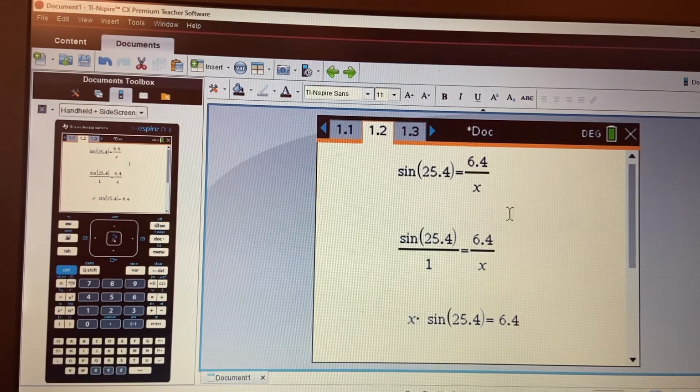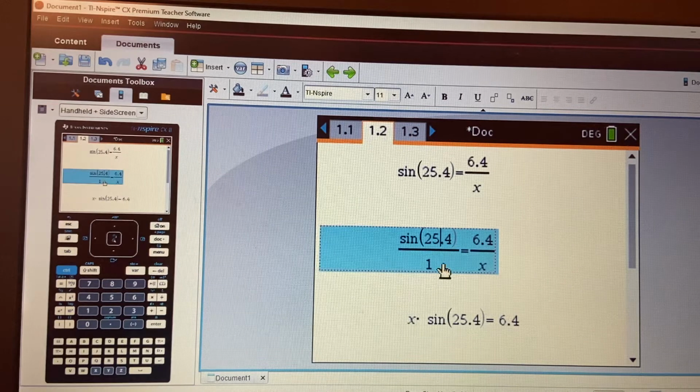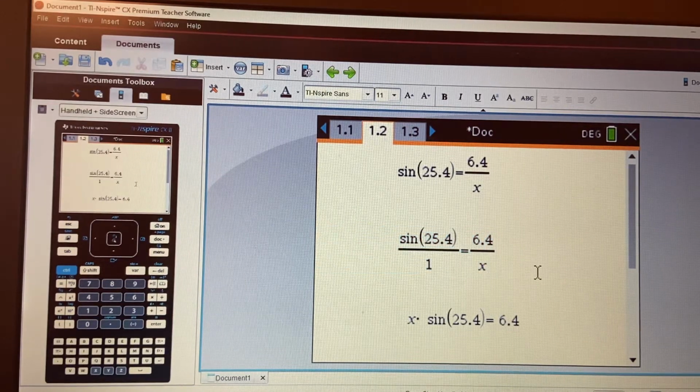So if we look at how we set the equation up, our sine of 25.4 equals 6.4 over x. Now in the equations we saw before, our x had been on top. So this time when our x is in the denominator, solving it is a little different. So we want to think about it as if this was a proportion. A proportion is two fractions set equal to each other. We can make sine of 25.4 a fraction if we put it over 1, like right here. So we have two fractions, so we have a proportion.